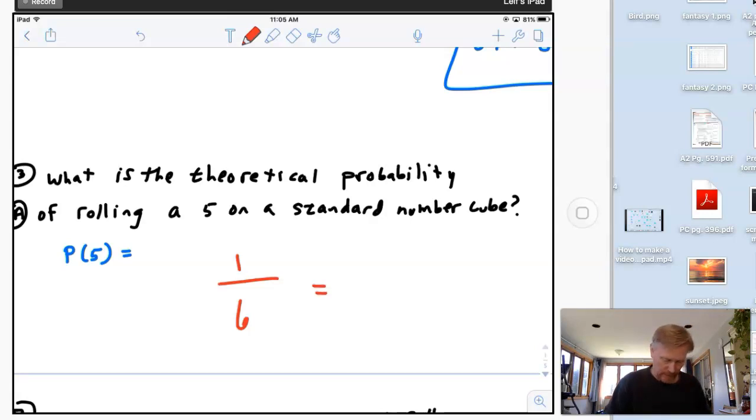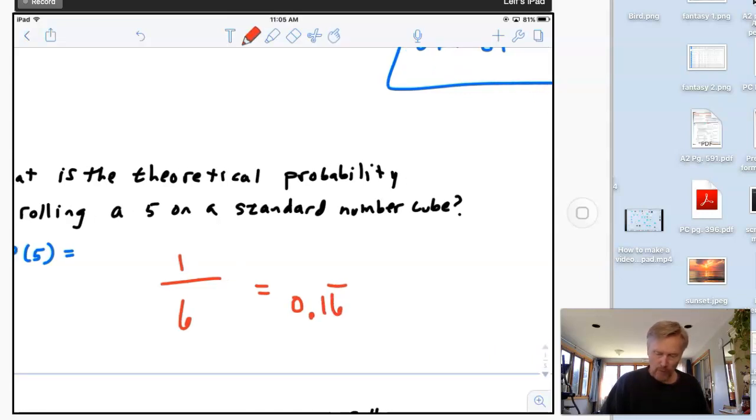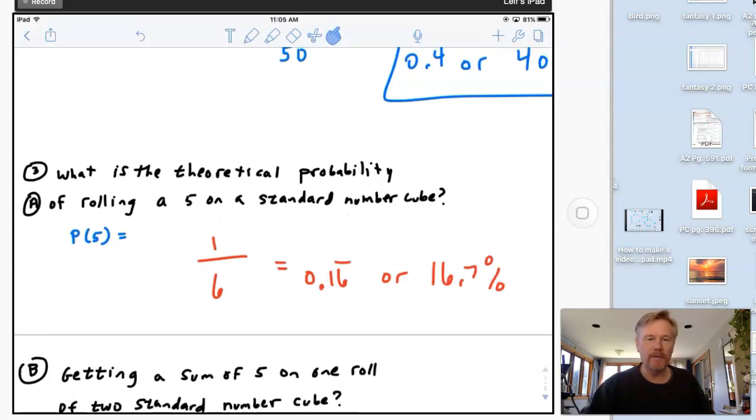And if I write that as a decimal, I get 0.16 repeating, or if I multiply by 100, I get 16.7% approximately, okay? If I round off slightly there. All right, so that's your chances.